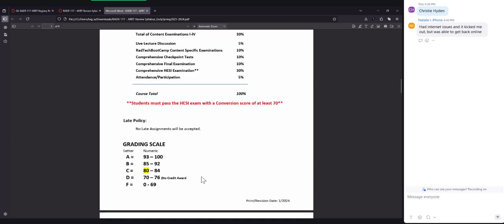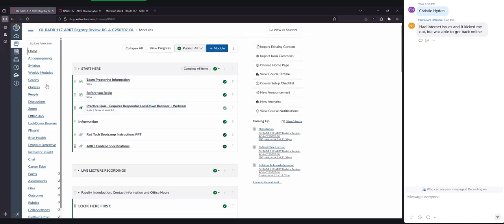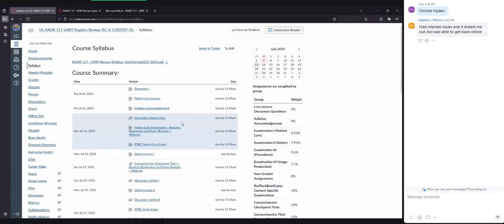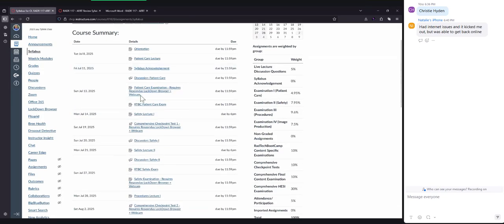Late policy, no late assignments are accepted. I encourage you to stay on top of the work, stay on top of the due dates. The website on Canvas does have, if you go to the syllabus course summary, all the dates for all of the assignments and exams listed here.